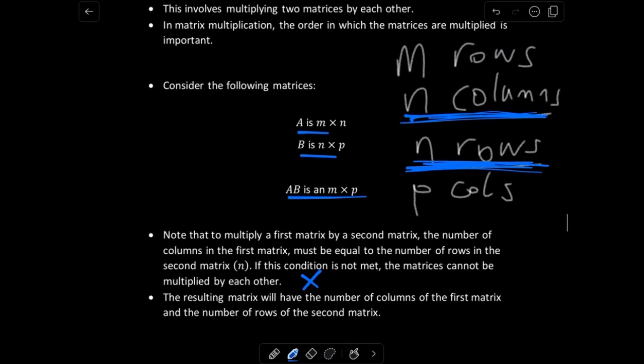So the resulting matrix will have the number of, not columns, rows of the first matrix. Okay, rows, and yeah, it's mixed up here. There we go. So the resulting matrix will have the number of rows of the first matrix, so M rows, and the number of columns of the second matrix, so P columns. Okay, that's how you remember it. So just remember, it's number of rows of the first matrix and number of columns of the second matrix.